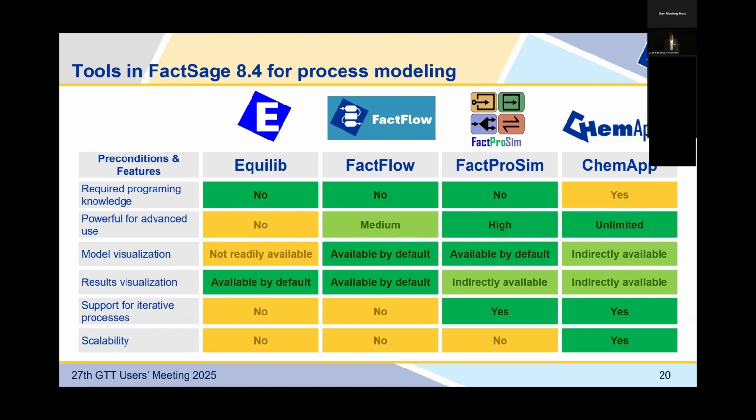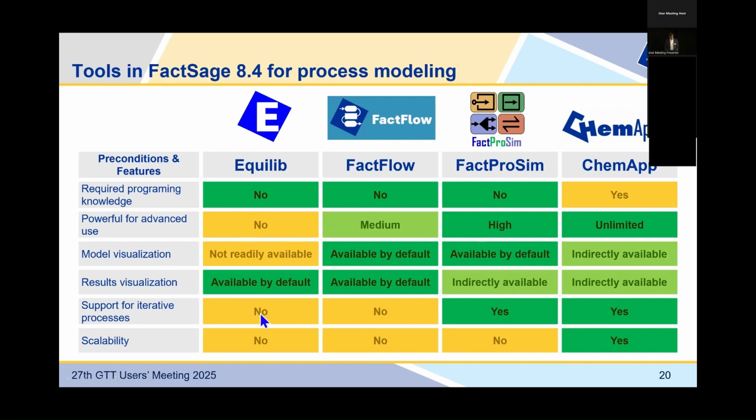Let's see. Results visualization is something that is directly integrated both in Equilib and FactFlow. In FactProSim, it is indirectly available, but also in a very nice way. In ChemApp also, you can use all the plotting routines in Python, so you can do that too.